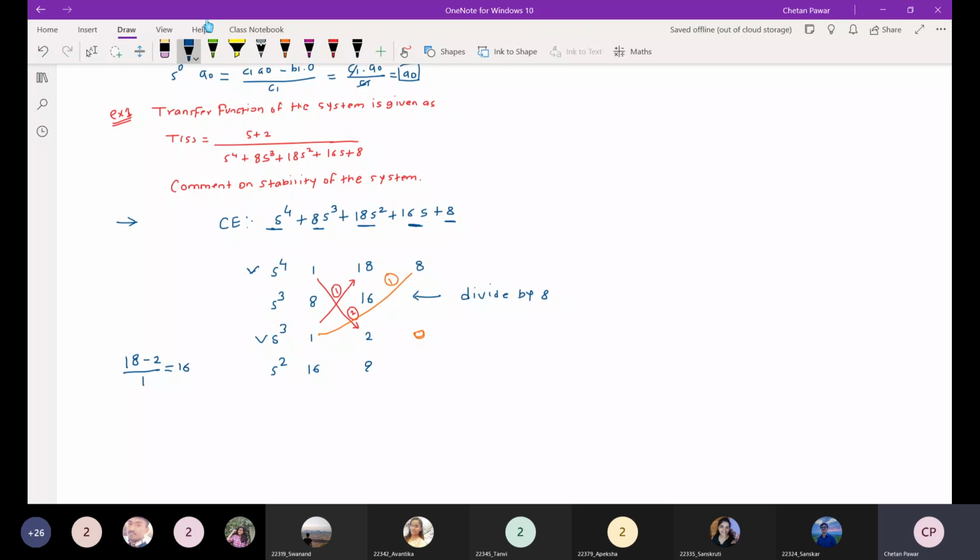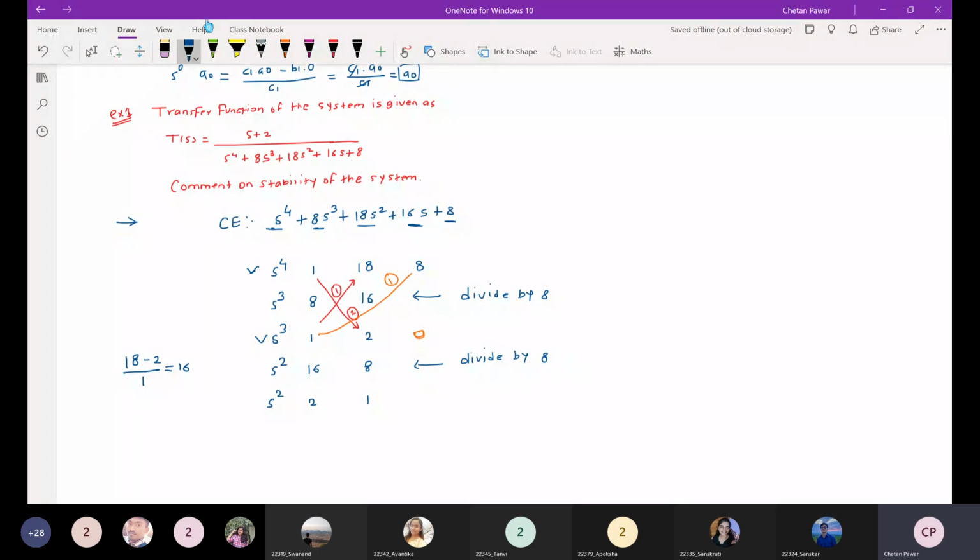Okay. So in such a way, we have formed these row elements. Similarly, to simplify it, you can divide by 8. So you can simplify that row. Okay. So s square will be 2, 1. Now this is a simplified row.